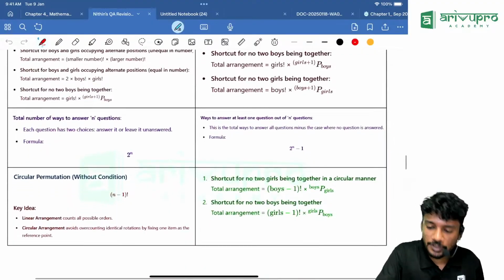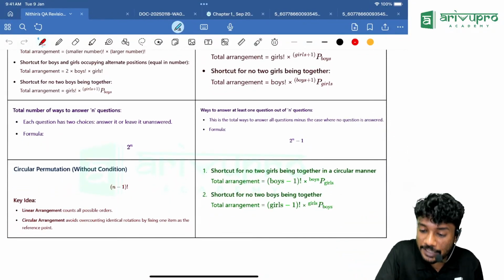Oh, a few pages are missing. It is there. You have it with you, right? Yes. Just check that. You will get the answer.